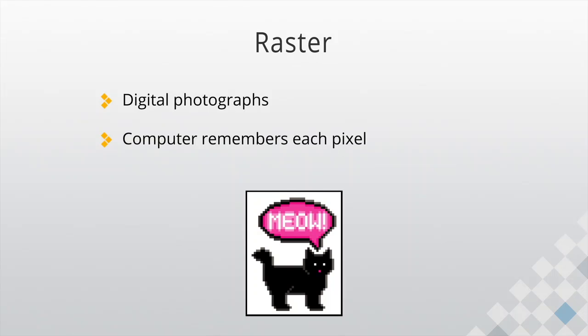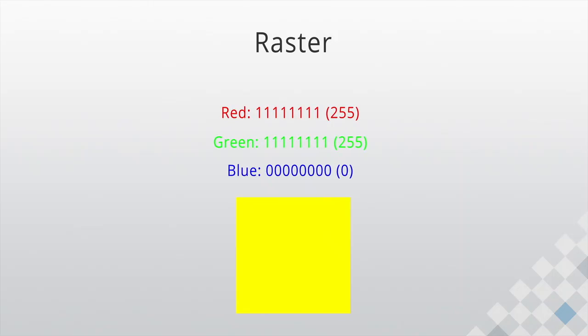Raster, or bitmap images, are the most common. Computers store raster images by remembering the color of each pixel. For example, a yellow pixel might take 3 bytes to encode, 1 each for red, green, and blue. Since yellow is a combination of red and green, the computer might store the yellow pixel by using 8 ones for red, 8 ones for green, and 8 zeros for blue. When the computer interprets this data, it turns the red and green lights all the way on and the blue light all the way off.